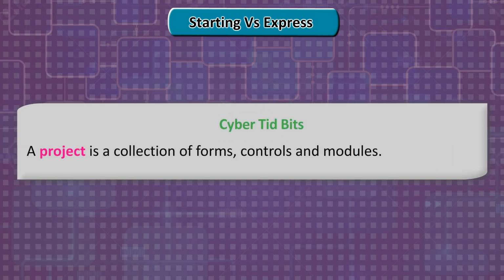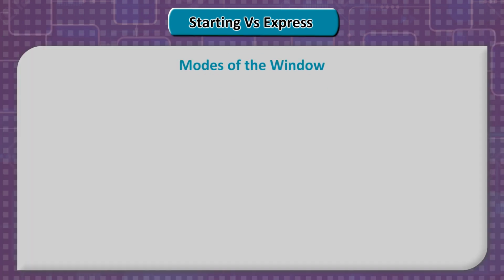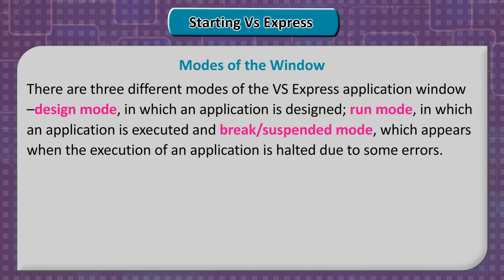Cyber Tidbits. A project is a collection of forms, controls and modules. Modes of the window. There are three different modes of the Visual Basic Express application window: Design mode, in which an application is designed; Run mode, in which an application is executed; and Break/suspended mode, which appears when the execution of an application is halted due to some errors.